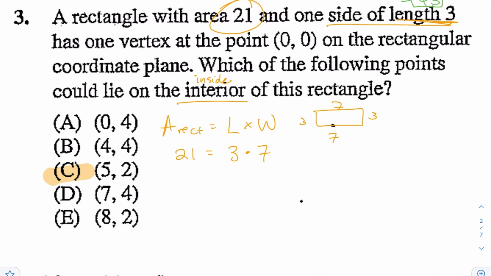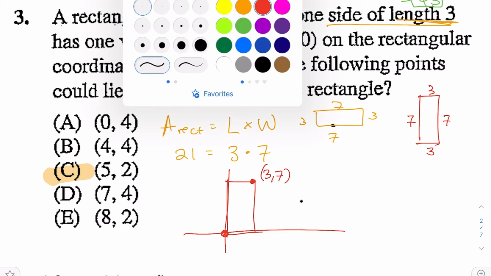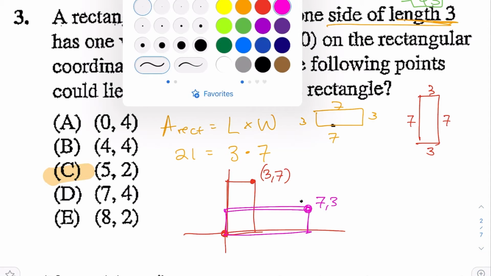So once you know that one vertex is on (0, 0), you can draw a graph. One of the points is at (0, 0), and you don't know which way the rectangle is oriented, because it could be horizontal or it could be vertical. So the other corner can be at (3, 7), which will give you this rectangle, or it could also be something that looks like this, where it could be (7, 3). So you have to consider both of them when looking at the point.